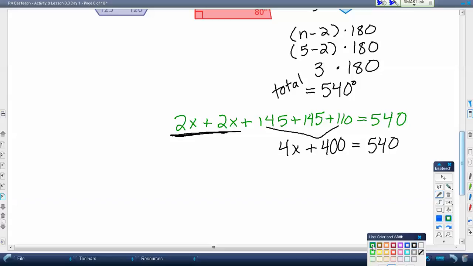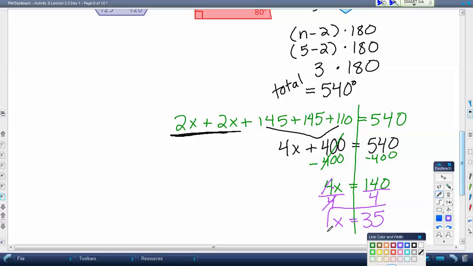So now in order to solve this equation and figure out what x is, I have to subtract 400 from both sides. That leaves me with 4x remaining on the left. And on the right side of my equation, I have 140. So ultimately, to figure out what x is, I have to divide both sides by 4 using opposite operations. Division is the opposite of this multiplication here. And 140 divided by 4 is 35.